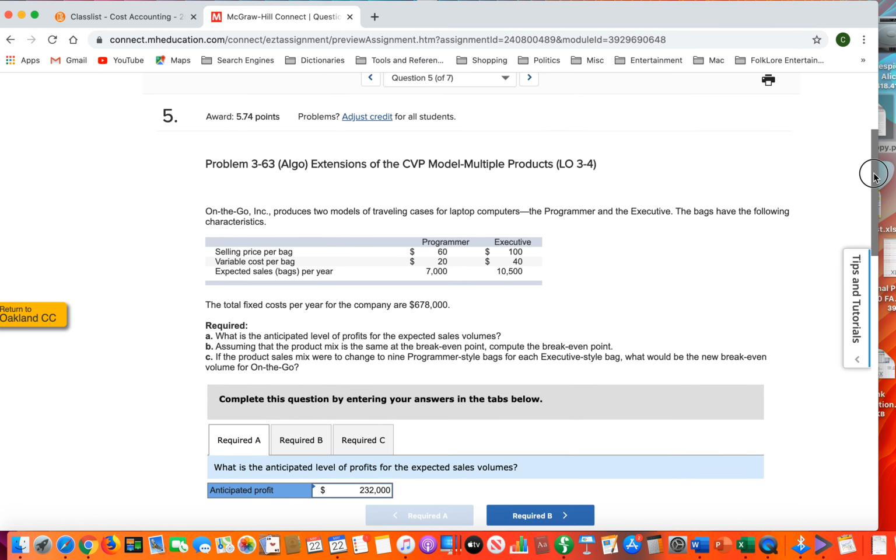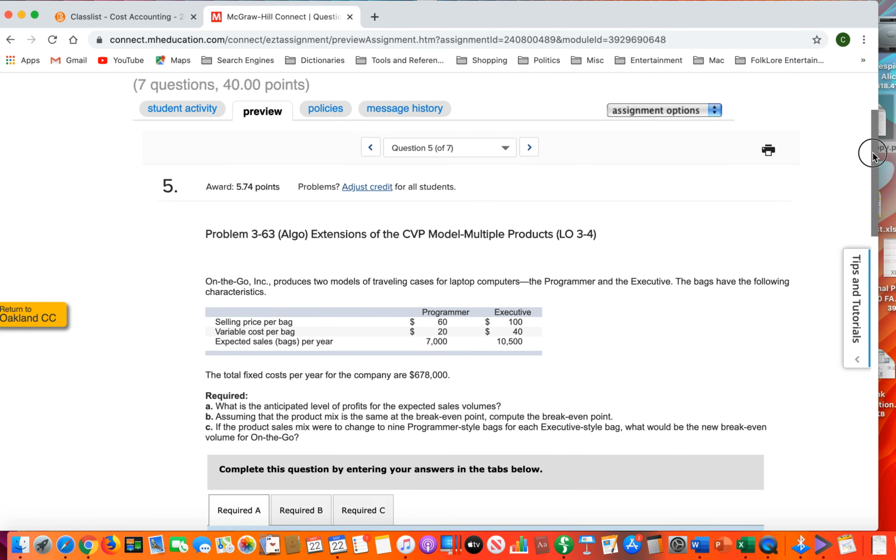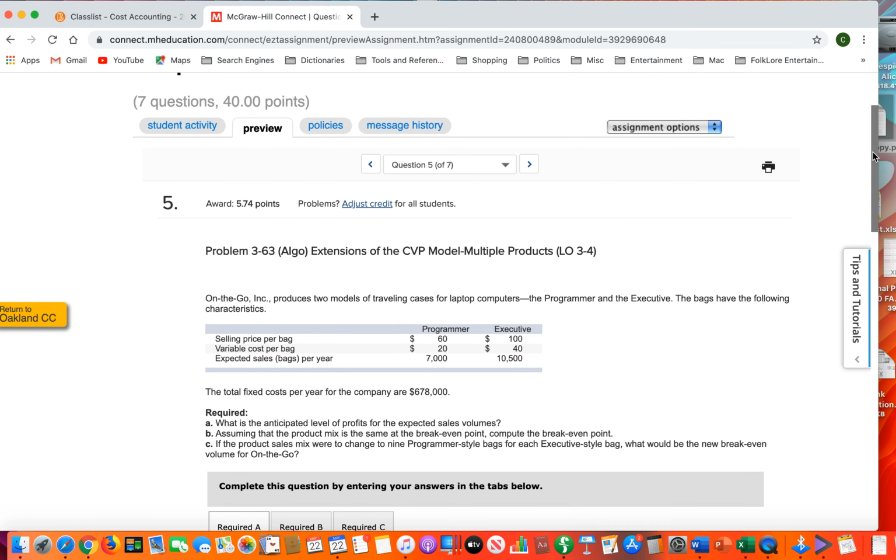Next, assuming the product mix is the same at the break-even point, compute the break-even point. Well, this is similar to the problem we just finished, number 4. First of all, we know the contribution margin per programmer bag is $40, right? 60 minus 20. We know the contribution margin for the executive bag is $60 per bag, 100 minus 40.